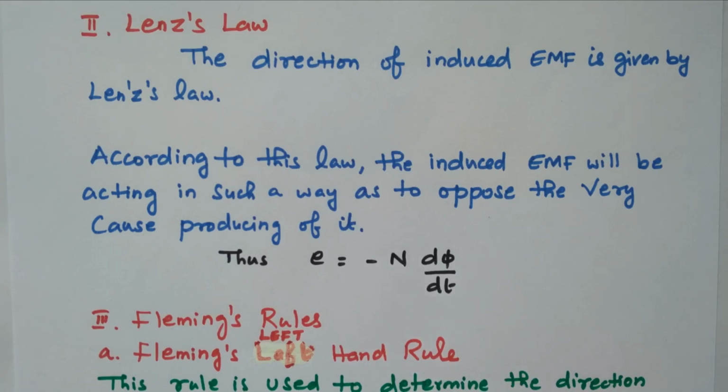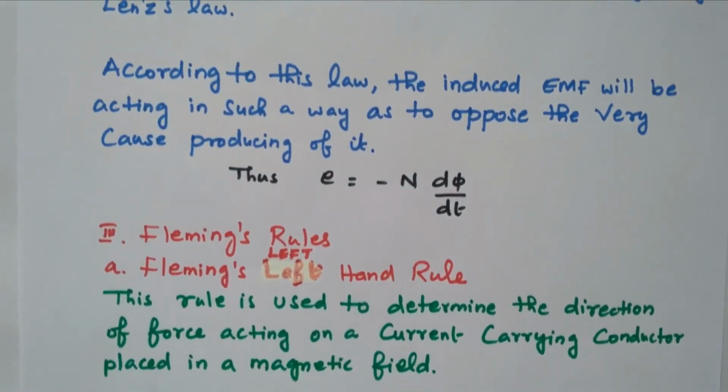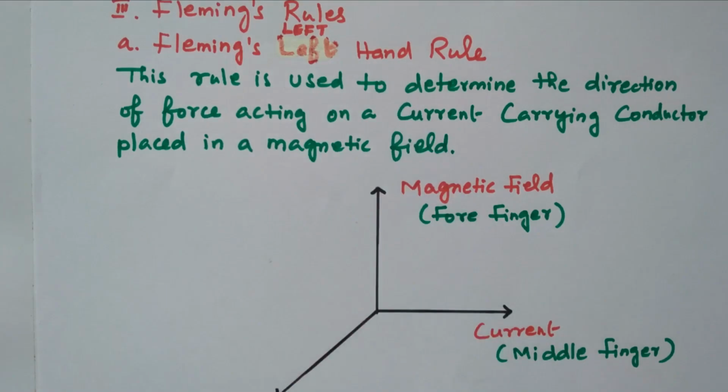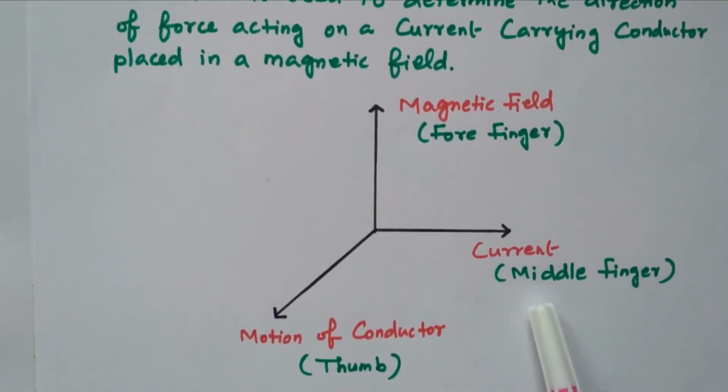Now we'll go to Fleming's rules. There are two rules available, Fleming's left hand rule and Fleming's right hand rule. First we will see Fleming's left hand rule. What is Fleming's left hand rule? In the left hand we have to stretch the forefinger, middle finger and thumb perpendicular to each other. The forefinger will indicate the magnetic field, the middle finger will indicate the current, and the motion of the conductor is indicated by the thumb. This is the statement of Fleming's left hand rule.